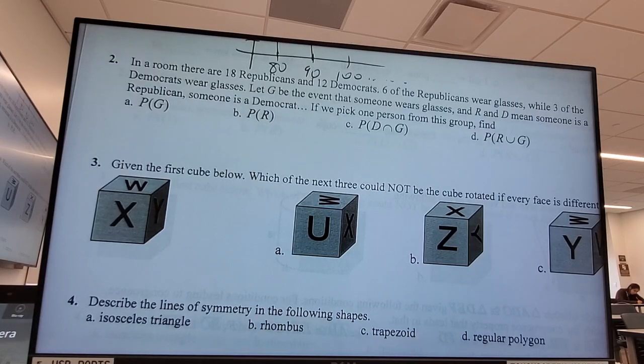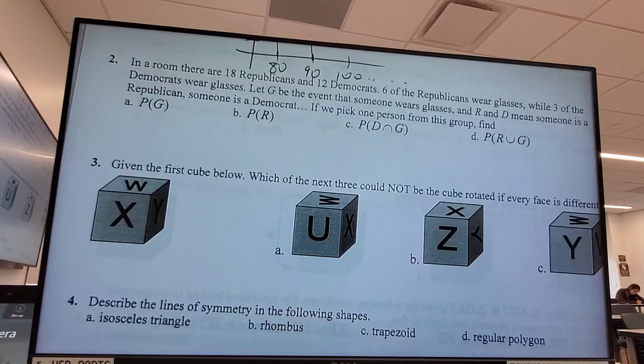Would B be 18 over 30? Kick ass. How many chances are there to get a Republican? 18. Out of how many people? 30. Bodacious. The C and D are different, so. C and D are different, that's right.